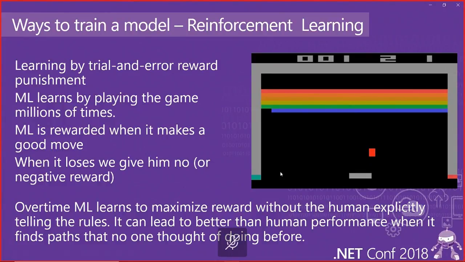When it loses, we give it no or negative reward. Over time, over millions, billions of iterations, machine learning learns how to maximize rewards without a human explicitly telling it the rules. It can lead to better than human performance when it finds a path that no one thought of before. And this is really, really amazing.